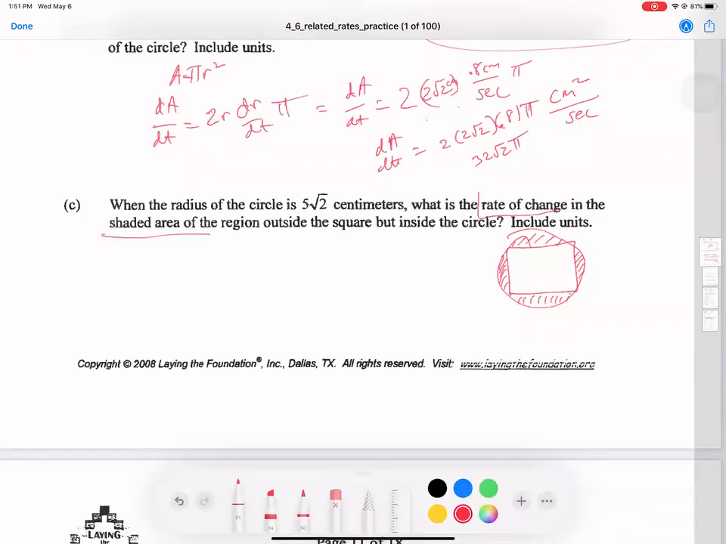Well, let's talk about what the shaded area is. The shaded area is the circle, which is pi r squared, minus the square. What is the area of the square? You can say s squared is the area of the square, but what's the s? How do I write this in r? S is r times 2, so 2r, and then we divide by square root of 2.